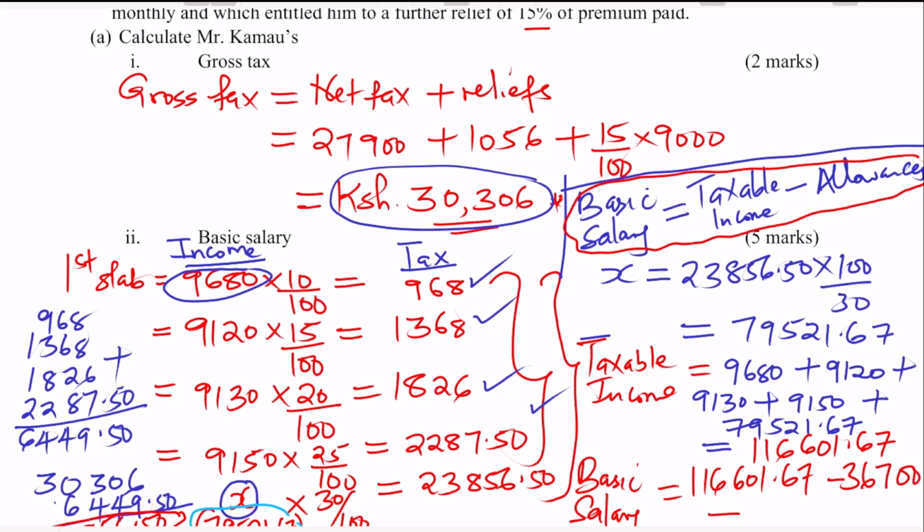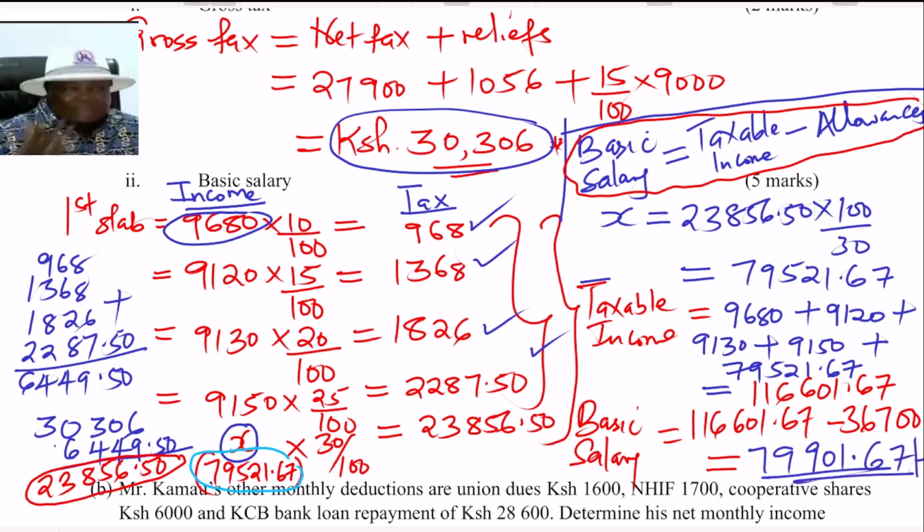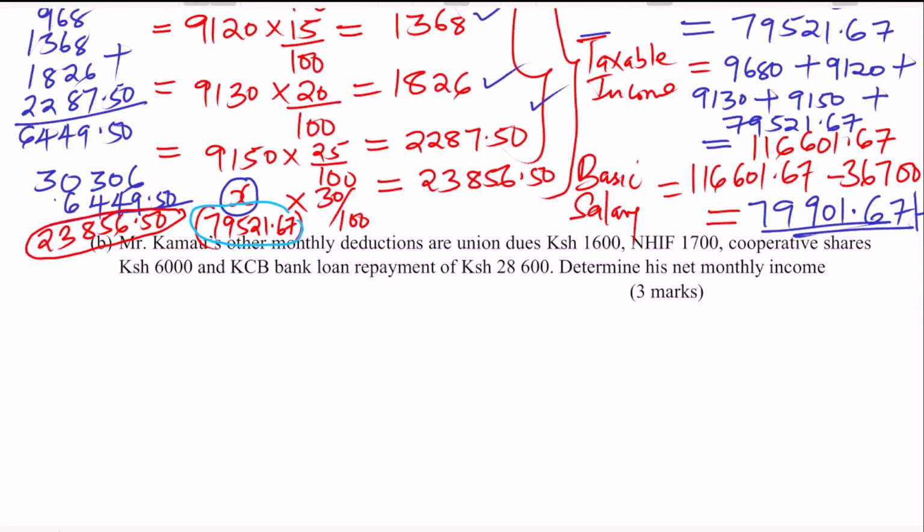36,700, and this one will give us the final answer as, when we work out this, 79,901 and 67 shillings. So that is how you get the basic salary. Now let's go to the last part. Mr. Kamau's other monthly deductions are union dues 1,600, 1,700 NHIF, cooperative shares 6,000, KCB bank loan repayment of 28,600. Determine his net monthly income.